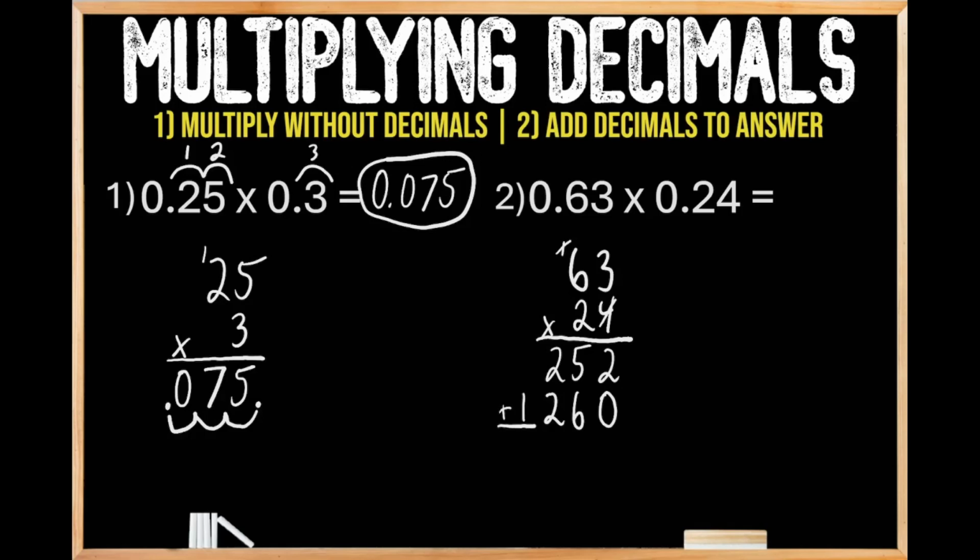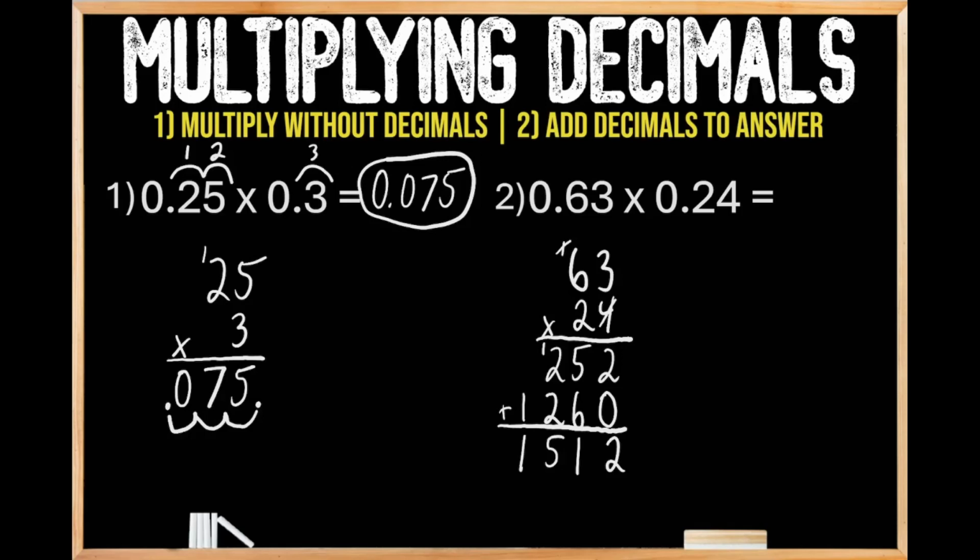And now we're going to add these partial products together. So we're going to add 2 plus 0, which we know gives us 2. Then 5 plus 6, which gives us 11. So we're going to write the 1 and we're going to carry the other 1. Then 1 plus 2 gives us 3. 3 plus 2 gives us 5. And then we're going to drop down the 1 because we're not adding anything onto it.